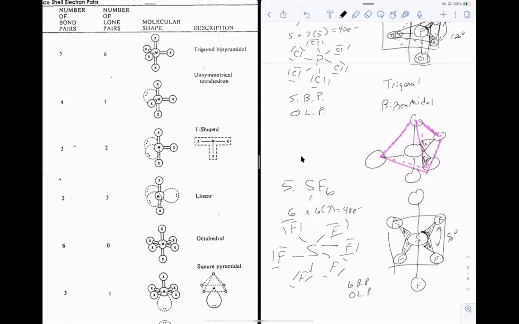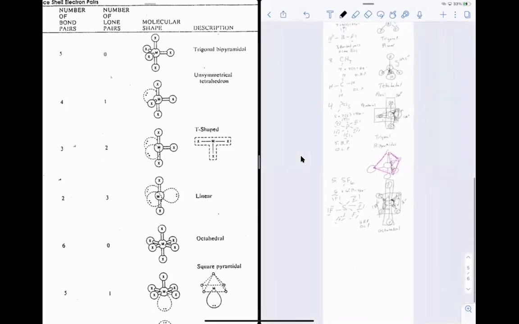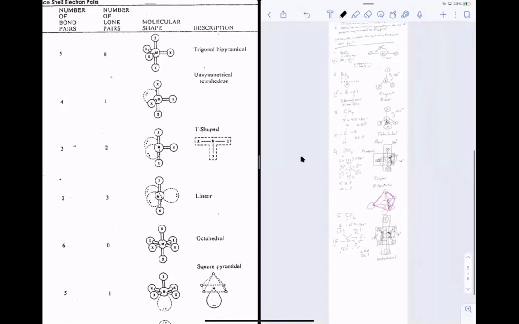And then we get our 2 axial position fluorines. These are 180 degrees. And so now what we're left with is what's called an octahedral, where our bond angles are 90 and 180. So what we need to be able to do is to first draw all of these structures, name them, and come up with their bond angles.